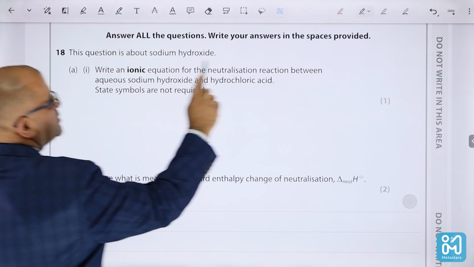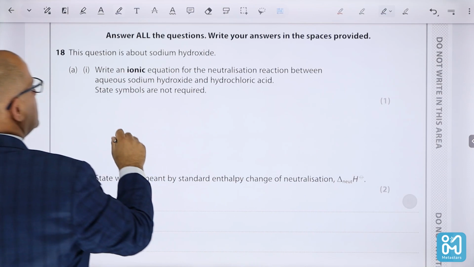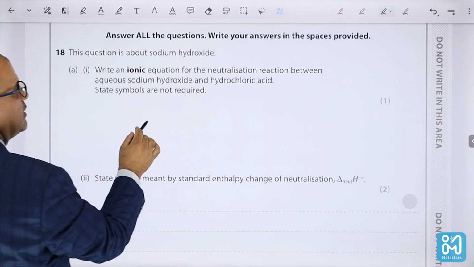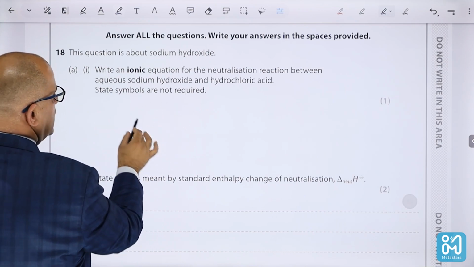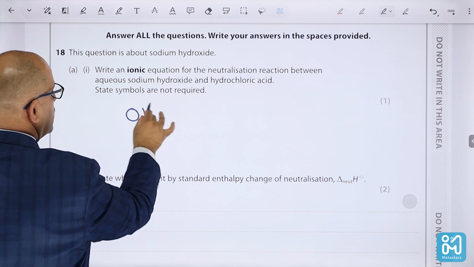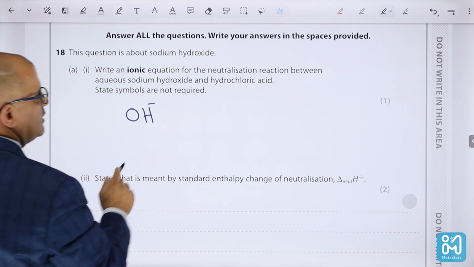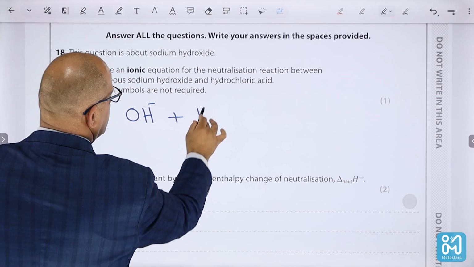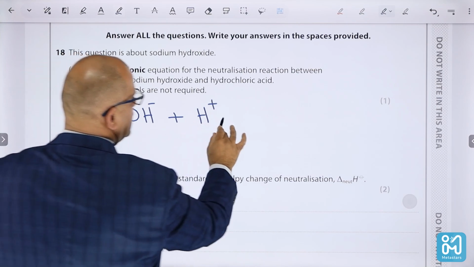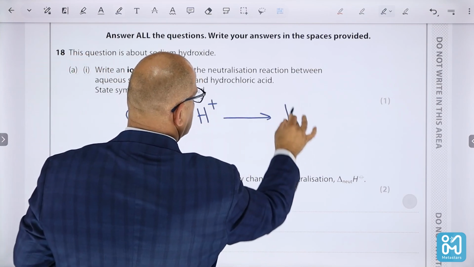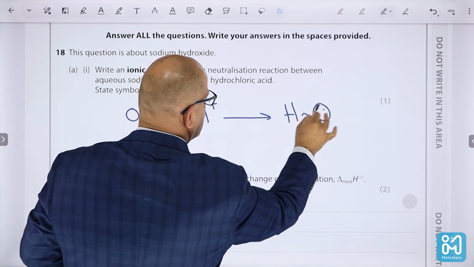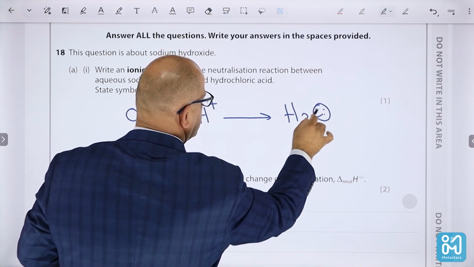So to write the equation, it's very easy. Here you have sodium hydroxide, so we are talking about OH, or hydroxide, and hydrochloric acid. What is left is the hydrogen ion, and we are talking about a neutralization reaction to form water.